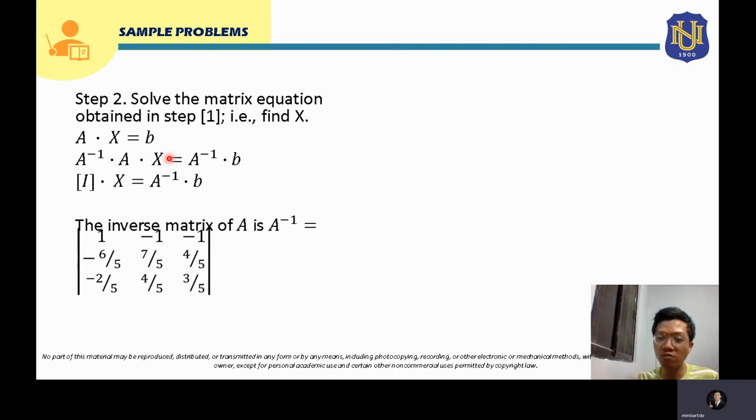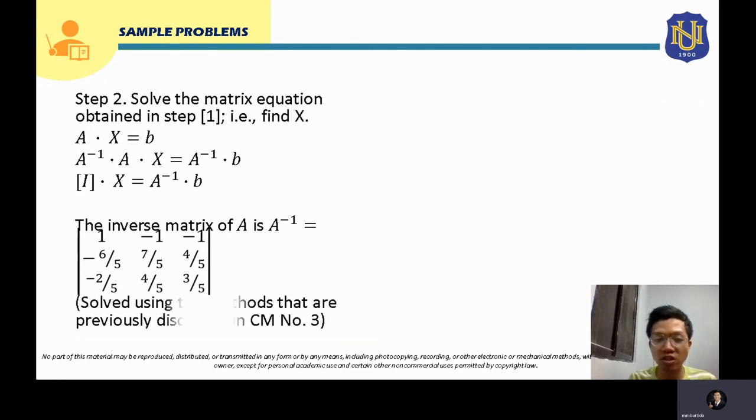So the inverse of the coefficient matrix A, if you're going to solve that using the methods that we have discussed in solving for the inverse of matrices, the inverse of matrix A will be this matrix. I will not show you here how to solve for the inverse matrix of A. You can solve that on your own using the methods that we have discussed in course material number 3. So try solving it on your own. So this will be the inverse matrix of the coefficient matrix A.